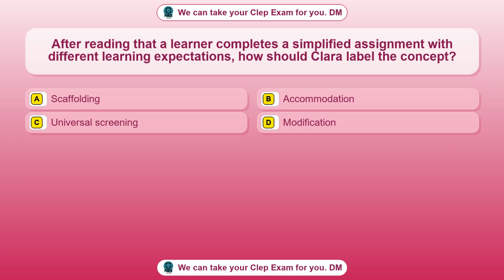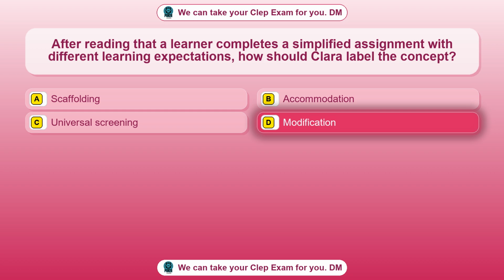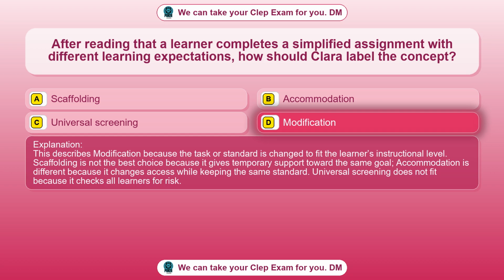Question 65. After reading that a learner completes a simplified assignment with different learning expectations, how should Clara label the concept? Option A, scaffolding. Option B, accommodation. Option C, universal screening. Option D, modification. The correct answer is option D, modification. This describes modification because the task or standard is changed to fit the learner's instructional level.